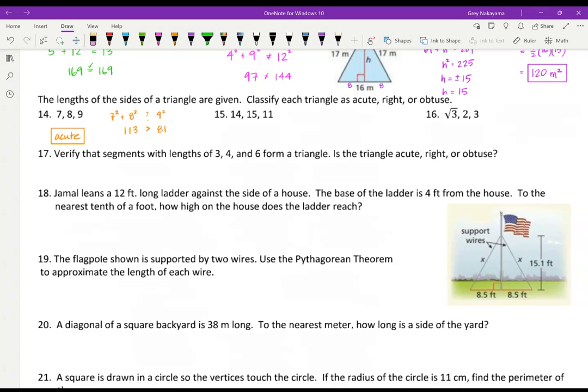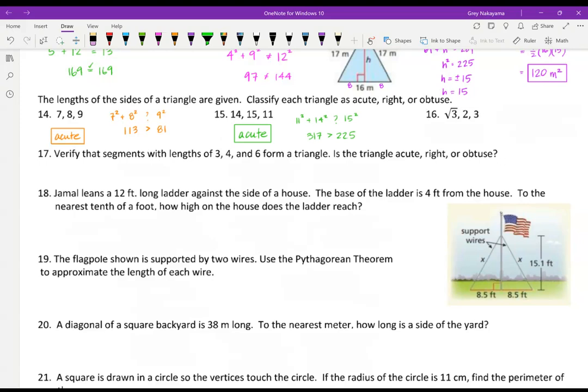Okay, 14, 15, 11. Don't get tricked, y'all, but the two shorter sides are 11 and 14. So I'm going to do 11 squared plus 14 squared. How's that relate to 15 squared? 11 squared plus 14 squared is 317, and that is greater than 225. So again, c squared is less than the sum, so it's acute.